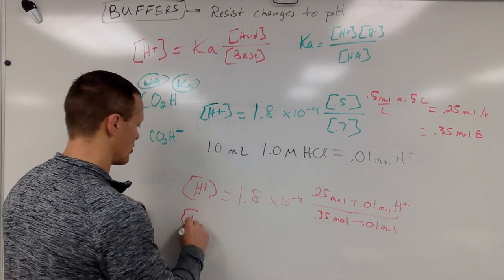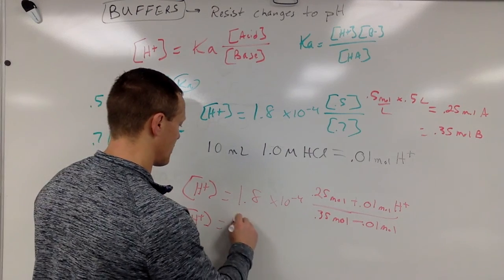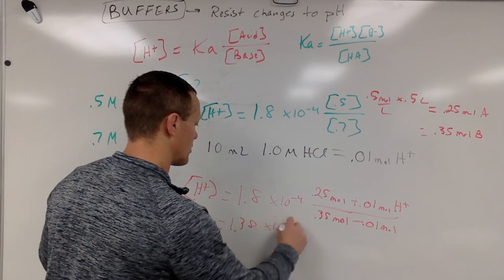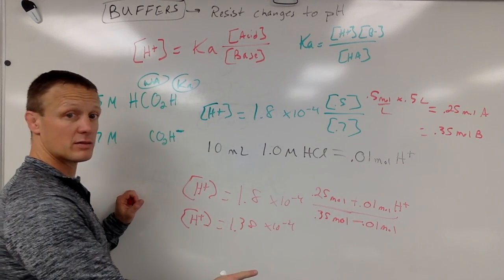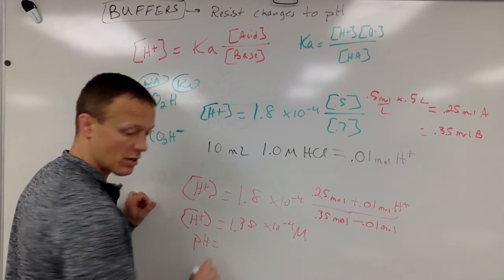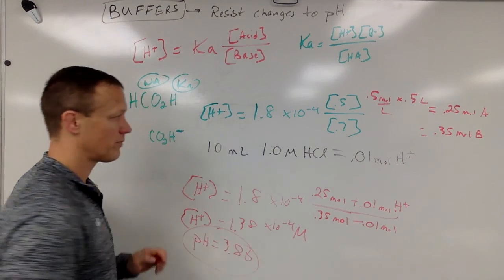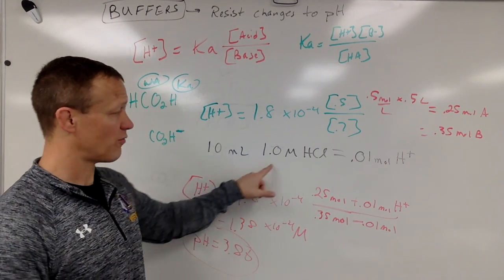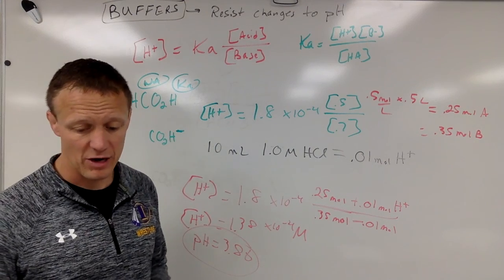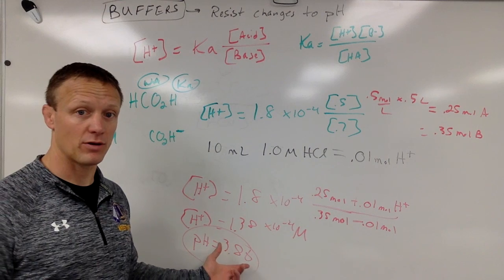So when we do that, we get a concentration H plus of 1.38 times 10 to the negative fourth. Take the negative log of that. Again, that's molar. Negative log of that, and you get your pH of 3.86. So adding 10 milliliters of 1 molar acid only dropped the pH from 3.89, which it was originally, to 3.86 for that buffer.